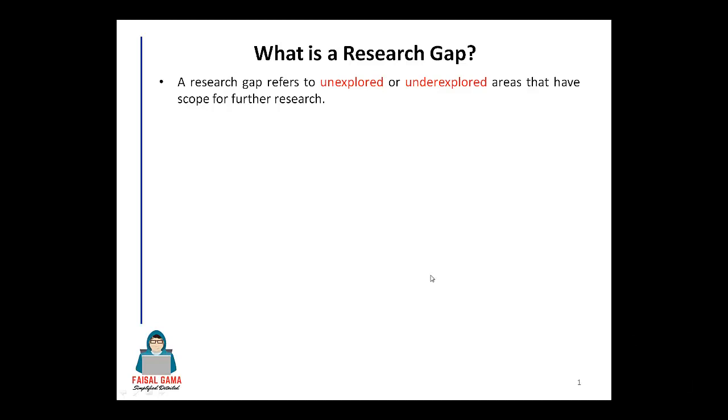What is a research gap? A research gap refers to unexplored or underexplored areas that have a scope for further research. So when we review literature, and we are able to find some areas within the literature that have not been explored, or have not been well explored, then that might provide us with a chance to find a research gap.